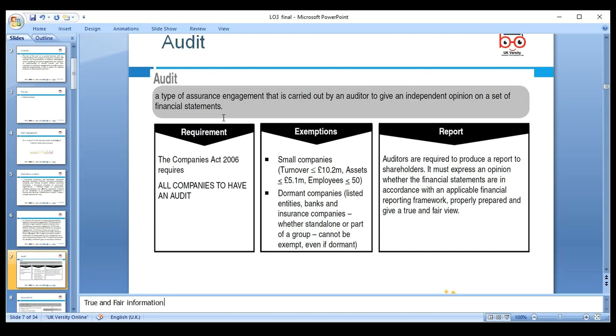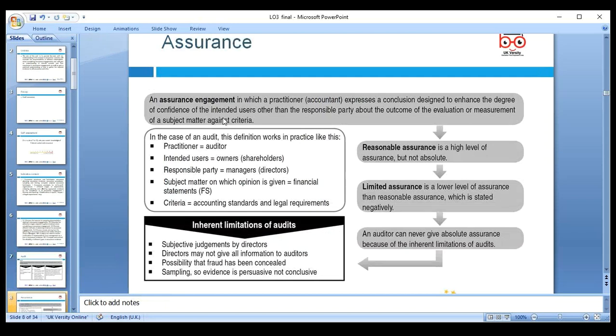Report. Auditors are required to produce a report to shareholders. It must express an opinion on whether the financial statements are in accordance with the applicable financial reporting framework, properly prepared, and give a true and fair view. That's the key message.